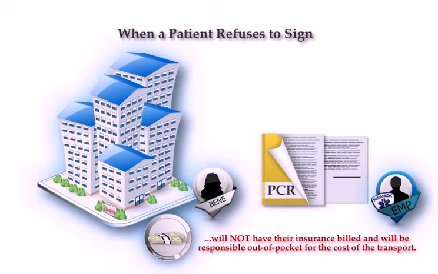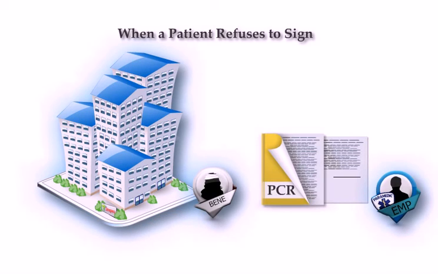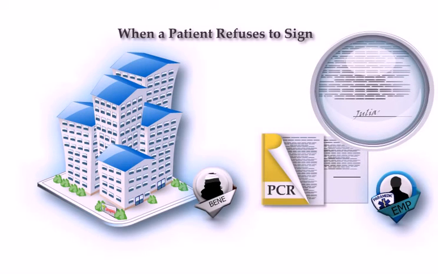When facility personnel cannot or refuse to sign the PCR, a medical record admission sheet or face sheet that confirms the patient was brought to the facility as a result of an ambulance transport will suffice for the facility signature.